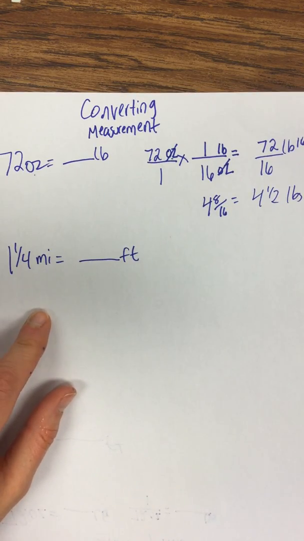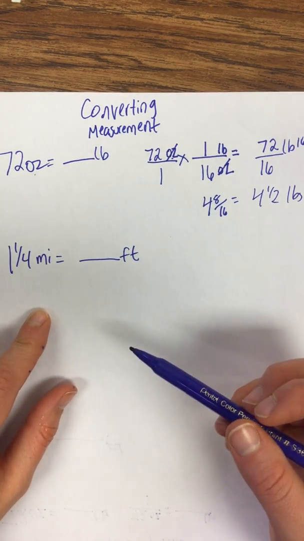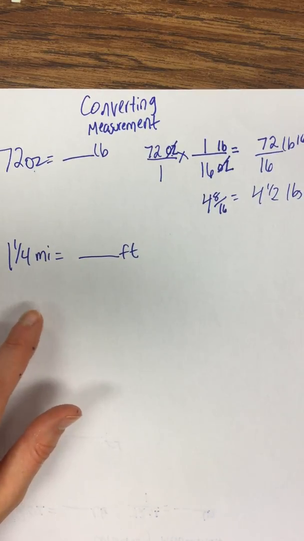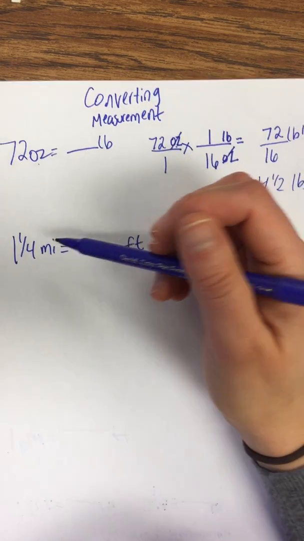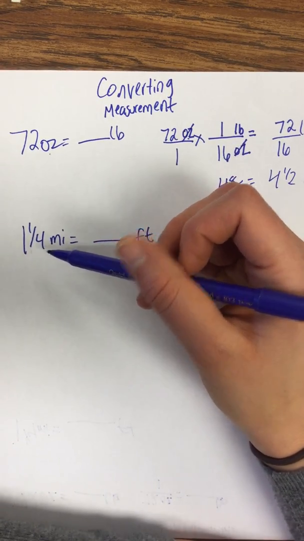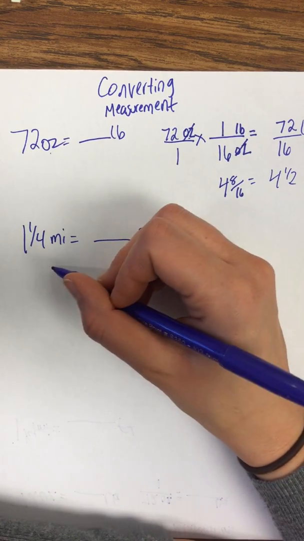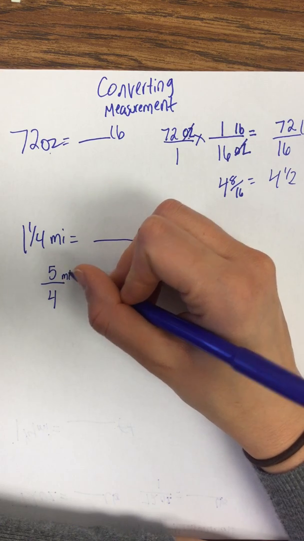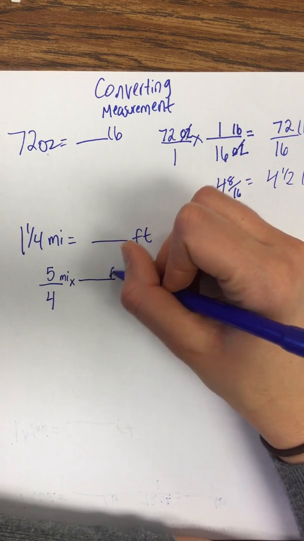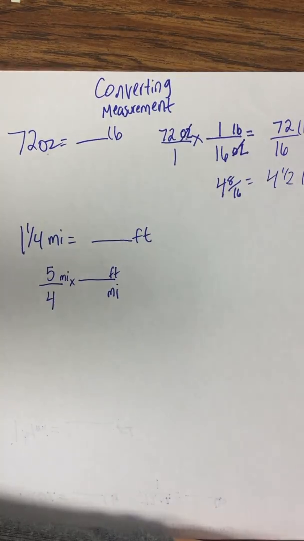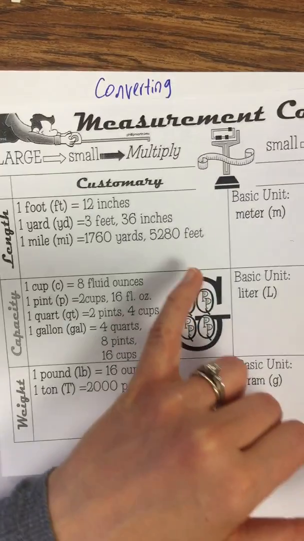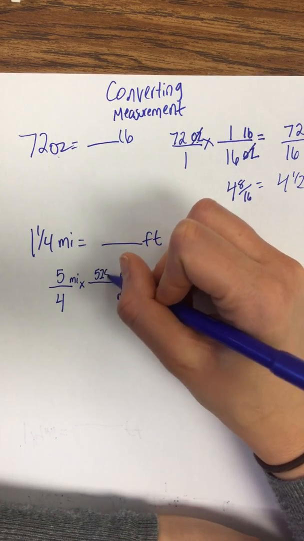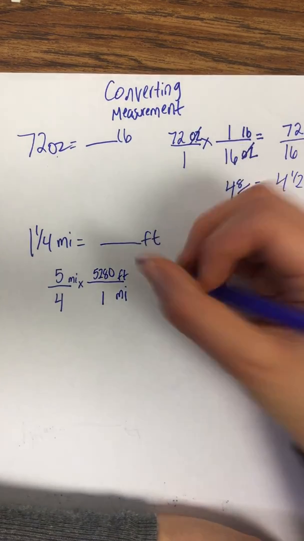I'm going to do a very similar thing from bigger to smaller. The first thing I need to do is change my mixed number into an improper fraction, and we explained that in the last video. So that's going to be 5/4 miles will go on top times feet and miles. To know how many feet are in a mile, you can either know it or look at the conversion chart. 5,280 feet in 1 mile.